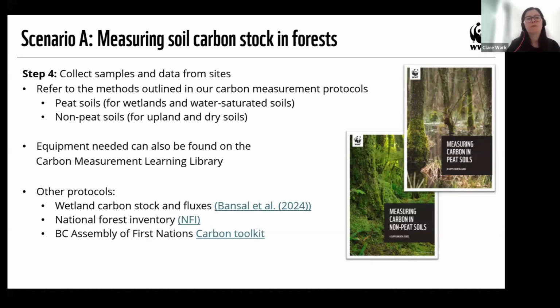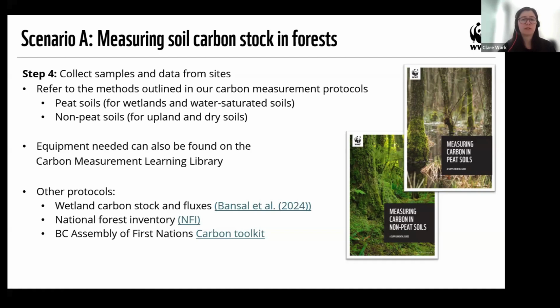Okay. After determining your sampling strategy and your plot locations, you're now ready to head out into the field to collect your samples and your site data. We have two guiding documents you can refer to for the exact step-by-step methods when sampling in peat and non-peat soils. These can be found again in our learning library, and they also include all of the equipment that you could possibly need for sampling soils.